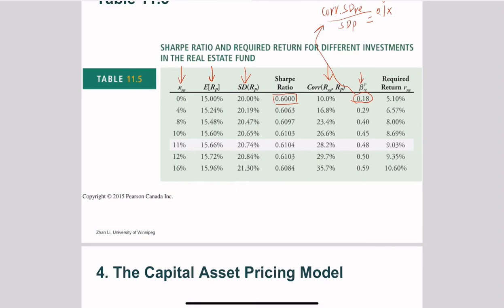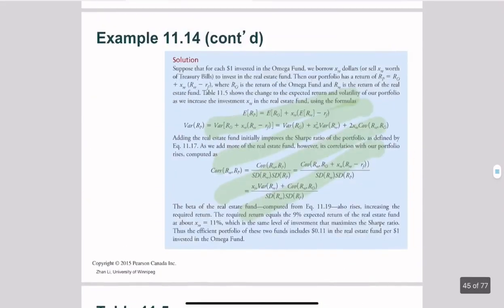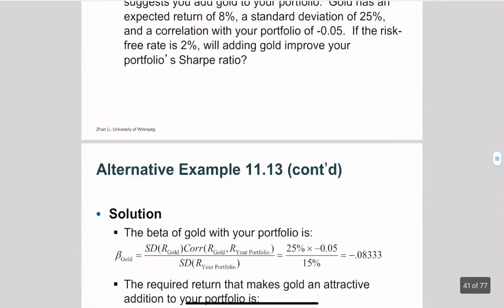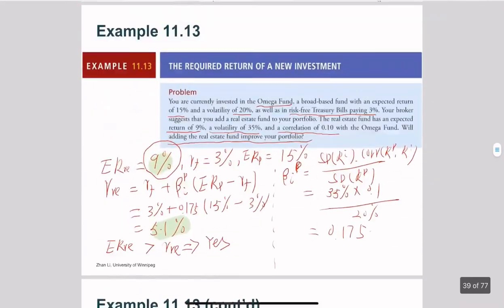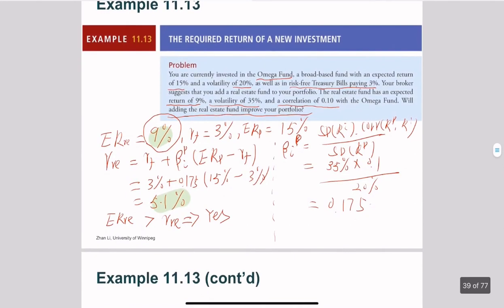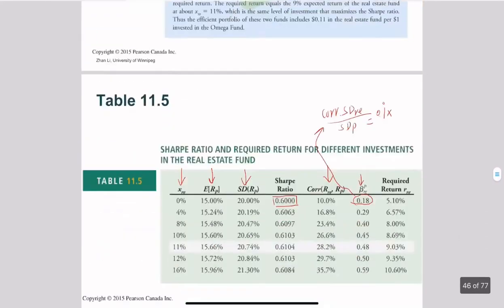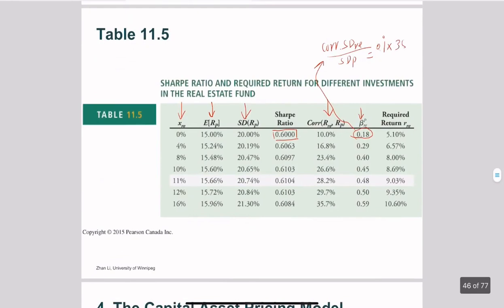What's the standard deviation of the real estate fund? It's given by this, 35%. So we have 35% here, divided by the standard deviation of the combined portfolio, which is 20%. Right? So now we get 0.175, which is roughly 0.18.